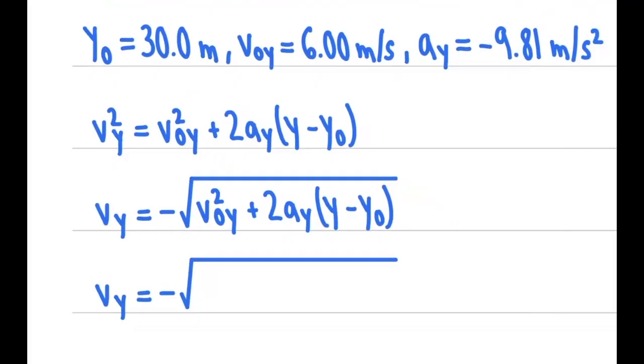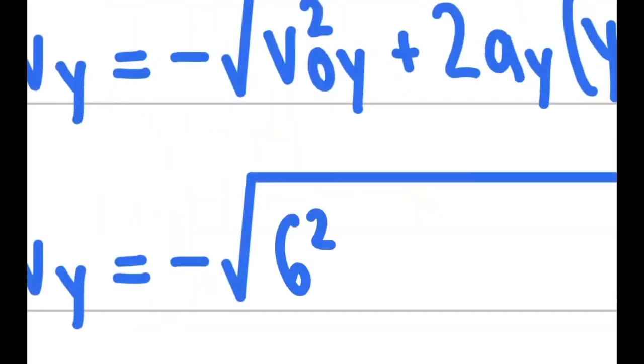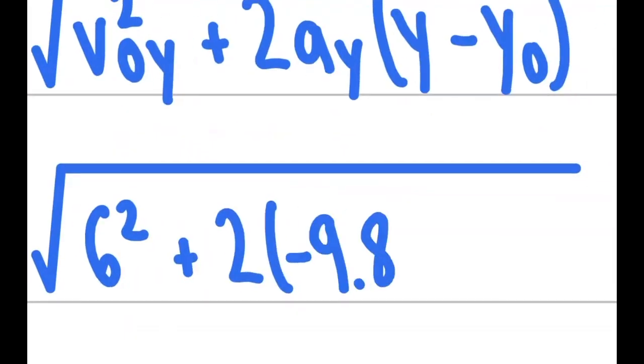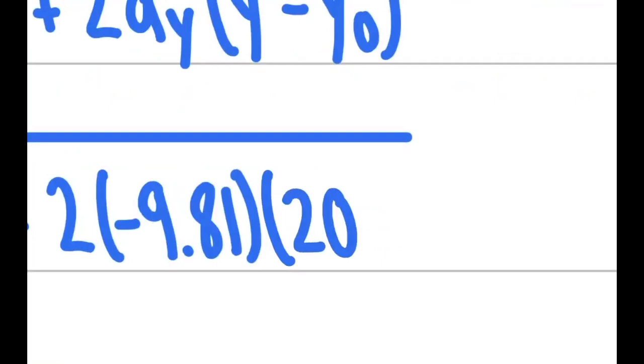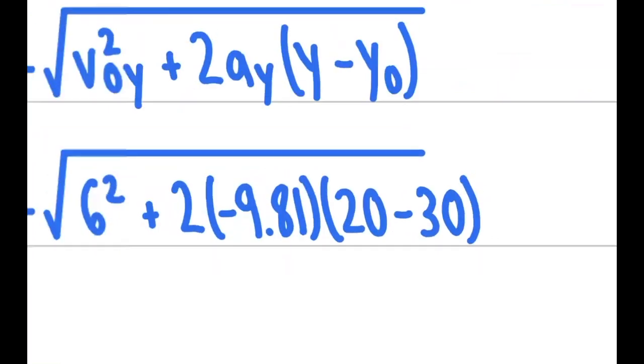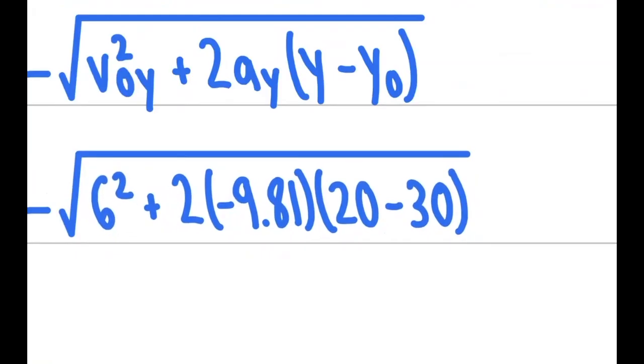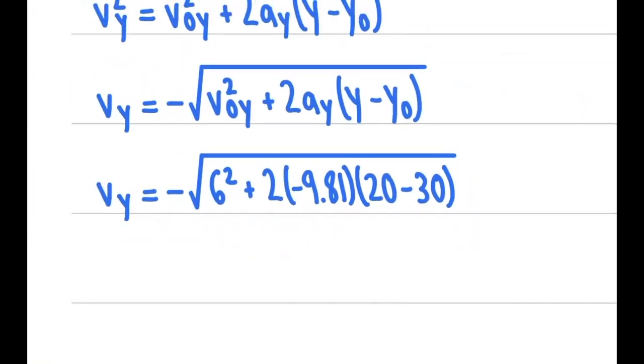Initial velocity is 6. So we got 6 squared plus 2 times negative 9.81. And then the final position is 20. Initial position is 30. Yeah, if you're not careful with your coordinate system, you could end up with negative numbers under that square root. So make sure you're paying attention to your coordinate system. Yes, very important. Very true.